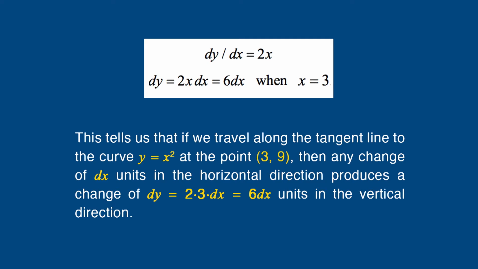Since dy/dx is equal to 2x, we have dy is equal to 2x dx, which is equal to 6 dx when x is equal to 3. This tells us that if we travel along the tangent line to the curve y is equal to x squared at the point (3, 9), then any change of dx units in the horizontal direction produces a change of dy is equal to 2 times 3 times dx, which is equal to 6 dx units in the vertical direction.